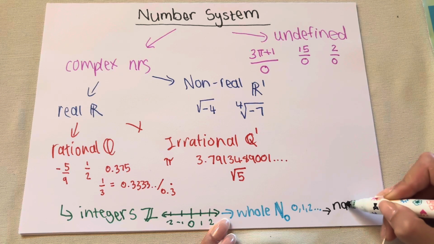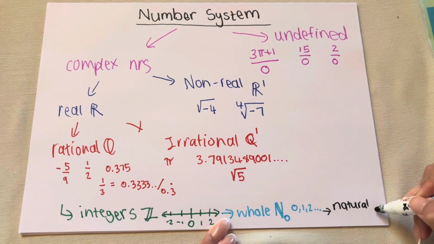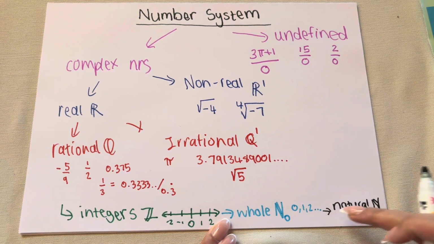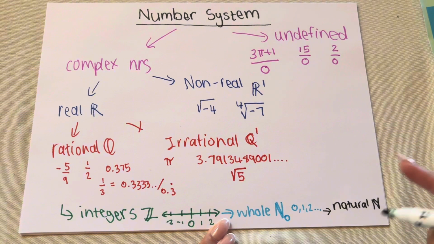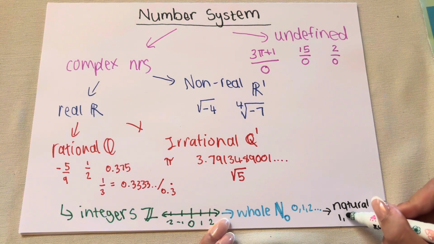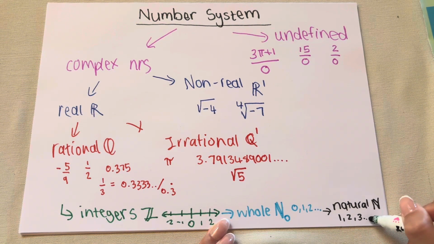And then the last little bag in this suitcase of the number system is known as our natural numbers. Natural numbers are denoted just by the N, and this is how we learned to count when we were children. They run from 1, 2, 3, and so on.